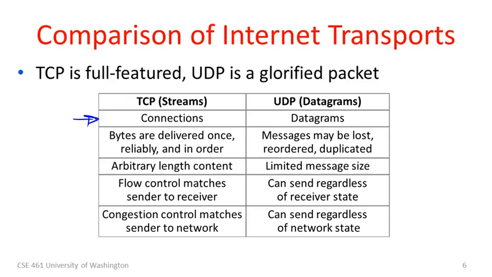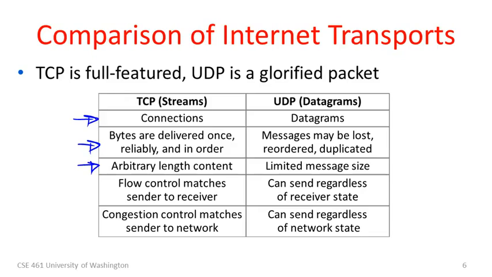Connections have to be set up. The bytes then are delivered reliably, meaning essentially that they're delivered once and in the same order that they were sent. Actually, ordering and reliability are somewhat separate, but we get both of them here. There is also, since it's a byte stream, an arbitrary content length model. You can send as many bytes as you like. They will have to be divided into packets or segments inside the network, but that's the transport layer's business.